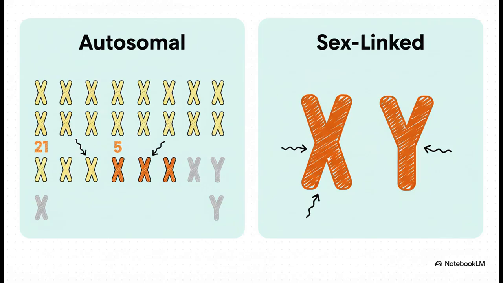and Y sex chromosomes? So on the autosomal side, you have things like an extra copy of chromosome 21 causing Down syndrome, or a piece of chromosome 5 getting deleted which causes Cri-du-Chat syndrome. And when the error is on the sex chromosomes, you get conditions like Turner syndrome or Fragile X.